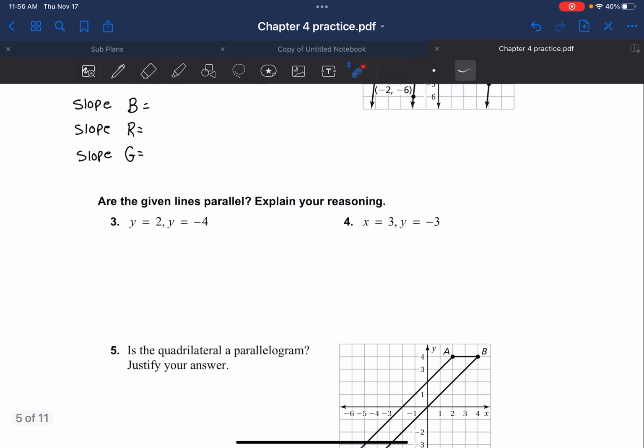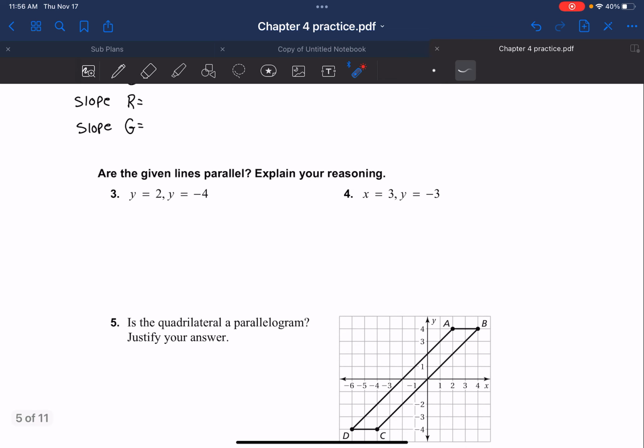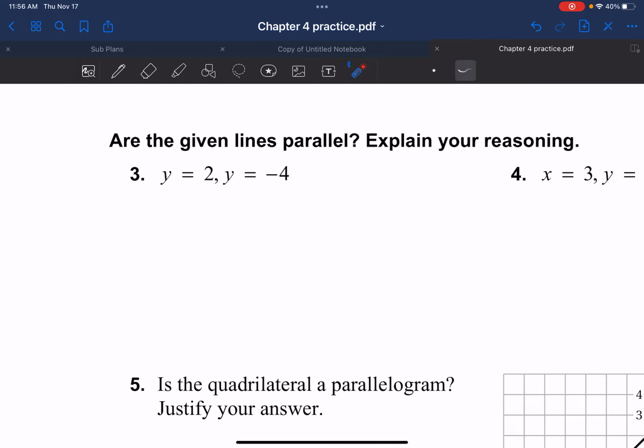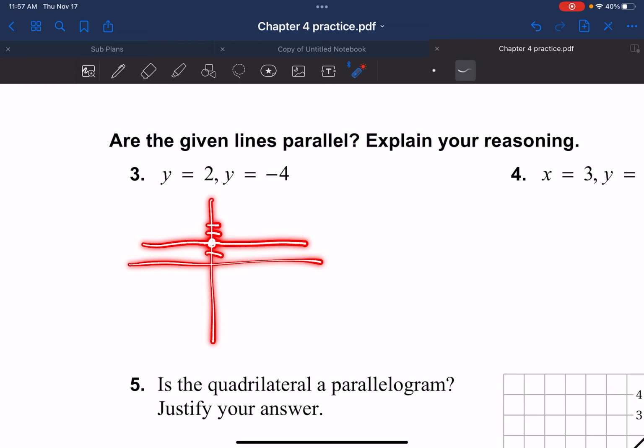Let's go down to 3 and 4. Are the given lines parallel? Explain your reasoning. So they're giving me 2 equations. This is y equals mx plus b. This is y equals mx plus b. We're just missing the mx. So actually it's going to look something like this, right? Over 2. Oh, wait, sorry, this is y. So I got to go up 2. 1, 2, put a dot, put my line. 1, 2, oh, down 4, sorry. 1, 2, 3, 4, put a dot, put your line. That's both of the lines. Are they going to be parallel?